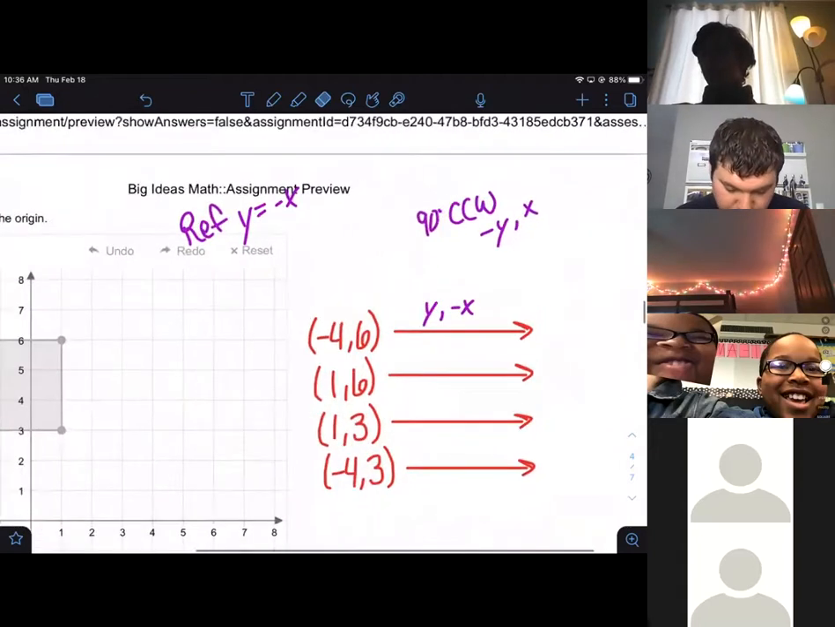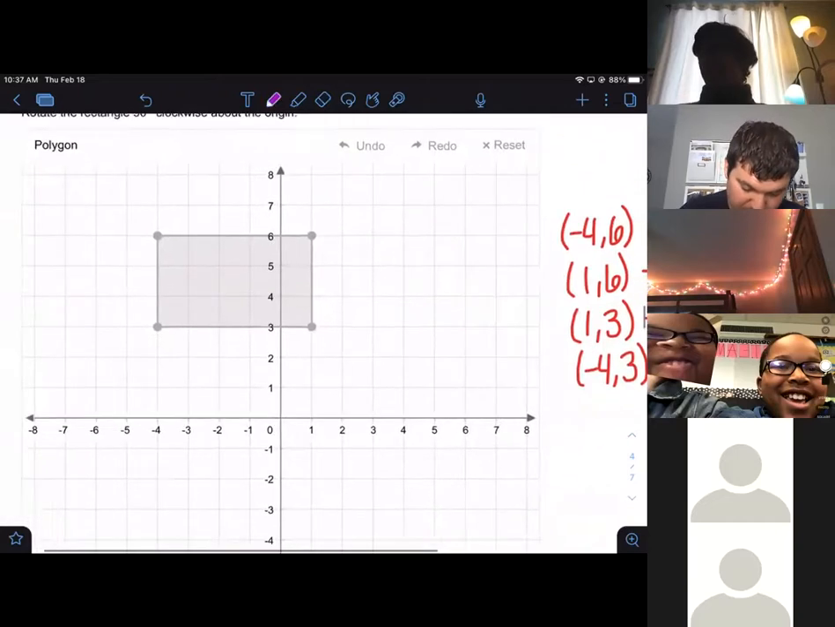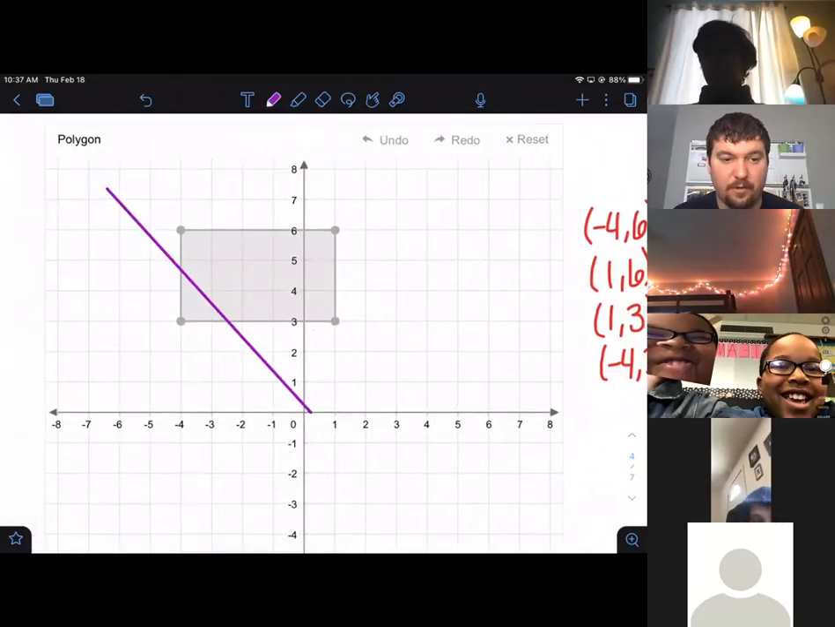Yeah, it's on the IXL. Well, there you go. For those of you that have already started the IXL, then yeah. So reflecting over the line y equals negative x, which is this negatively sloped line here, you flip them and make them both negative. So good to know.